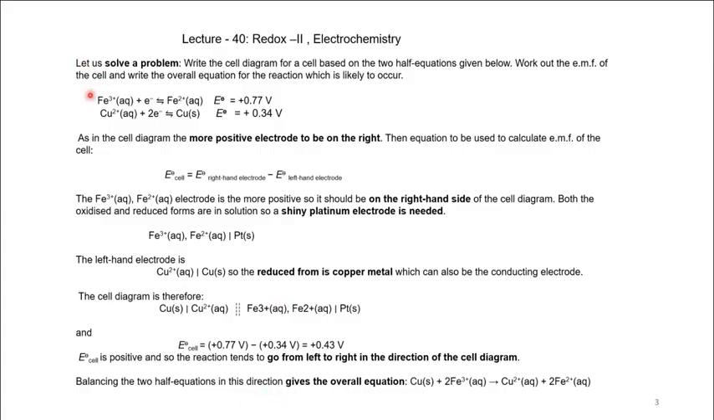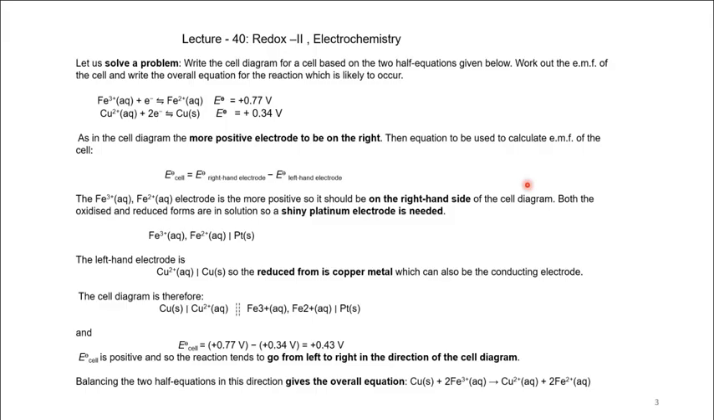And for the overall equation, if we balance with electrons, we multiply this reaction by 2 and get 2 electrons, and here we already have 2 electrons. If we add these two, we get the cell reaction like this. What does it mean? Copper is a reducing agent which reduces iron 3 to iron 2, and iron 3 is an oxidizing agent which oxidizes copper metal to copper 2 ion. That is the problem, and we solve it like this.